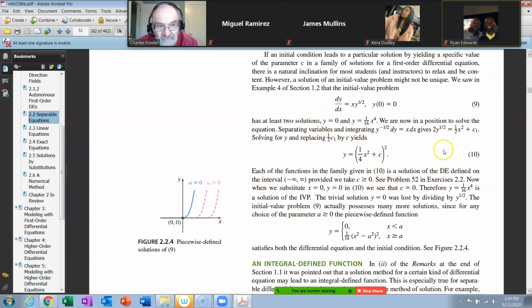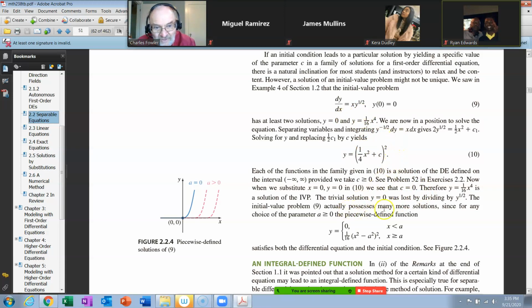Now in position to solve the equation, separating the variables. Oh, I'm sorry, we've just done this. We did all this. This is what we got. And we see that x equals 0, y is equal to 0. We see that c is equal to 0. Therefore, y is equal to 1/16 x to the 4th is a solution for that initial value problem. The trivial solution, y is equal to 0, was lost because when we divided by y to the 1/2, we were dividing by 0.